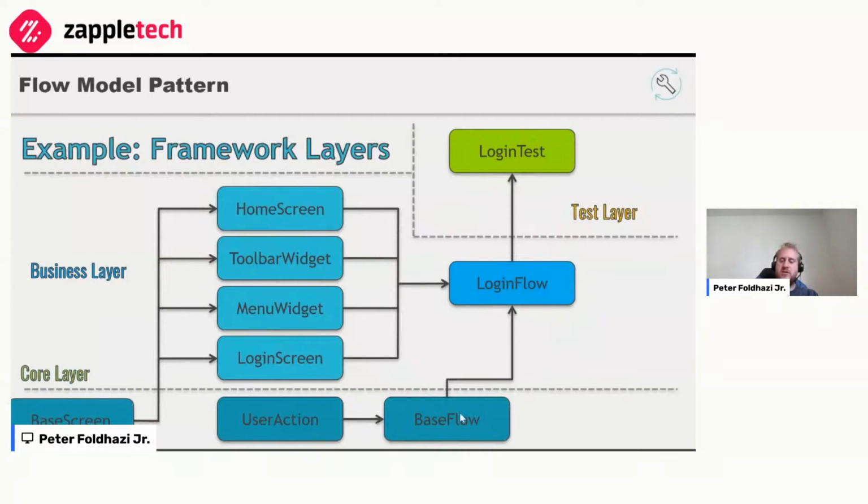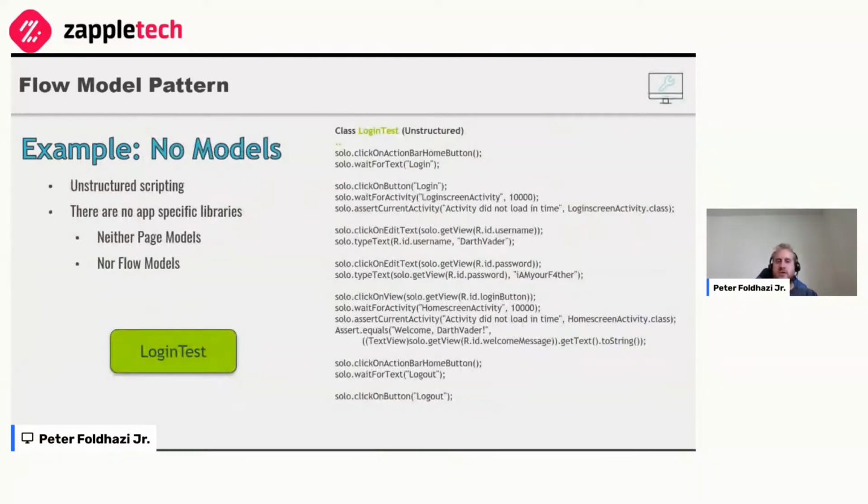I have a user action which the base flow is going to leverage, and then the login flow is going to inherit all what's inside the base flow. Okay, and basically the login flow is going to leverage all the facets of these screen models and widget models, and the login test is going to leverage everything from the login flow, so all the facets that the login flow provides. Okay. Going onwards, how does it look like in coding?